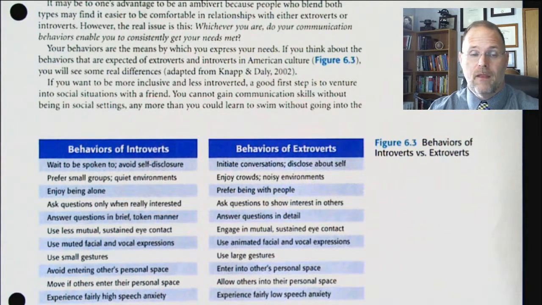All right. Then we have the introverts prefer small groups, quiet environments. We're more of a dyadic or a triad functioning people. We like 2 to 3 people in our group. Whereas extroverts enjoy crowds and noisy environments. These are the people that really enjoy going to clubs and parties and hanging out with tens and hundreds of people.